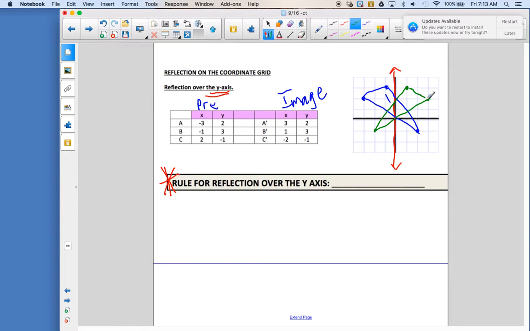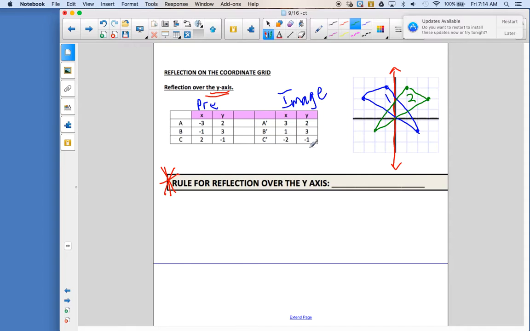Maybe I'm getting better. This is my second one. This is the image where the blue one is my pre-image. So now I'm going to look at what actually happened here. I flipped across the y-axis. A went from negative 3, positive 2 to 3, 2. B went from negative 1, positive 3 to 1, 3. And C went from 2, negative 1 to C prime, negative 2, negative 1.